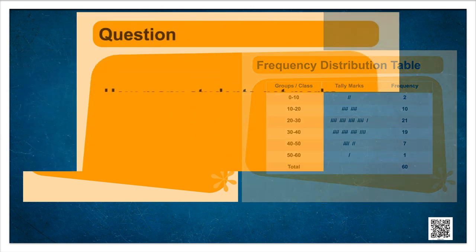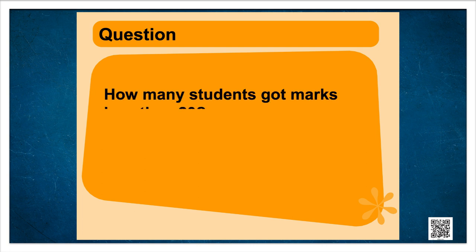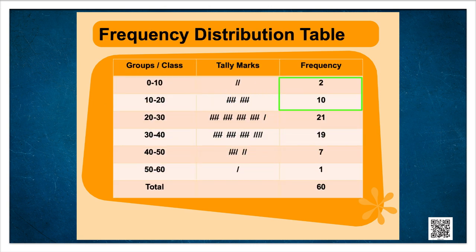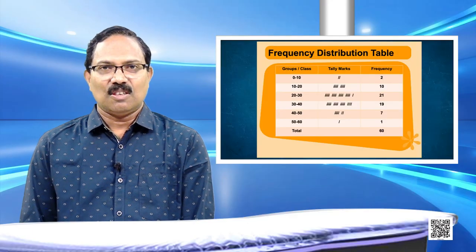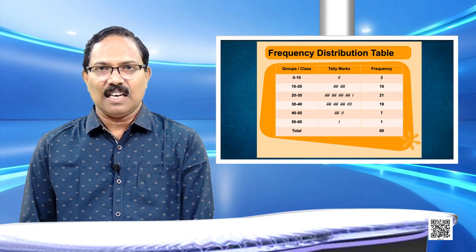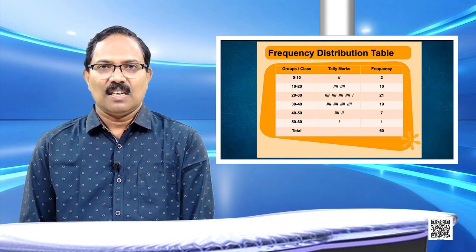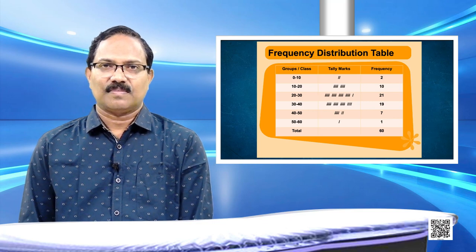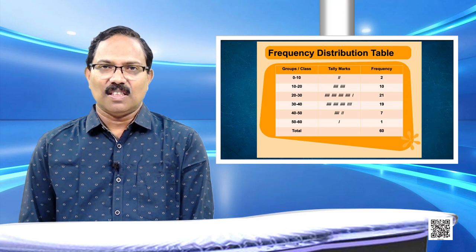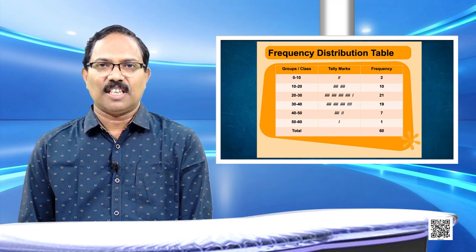Let me ask a question. How many students have got marks less than 20? Yes, 12 students have got marks less than 20. How? The 0 to 10 group has got 2 frequency, the 10 to 20 group has got 10 frequency. If we add 2 plus 10, then it is 12. Students, now you have learned how to interpret data when the data is given in the form of a frequency distribution table. You have to learn some more terminologies associated with the frequency distribution table.